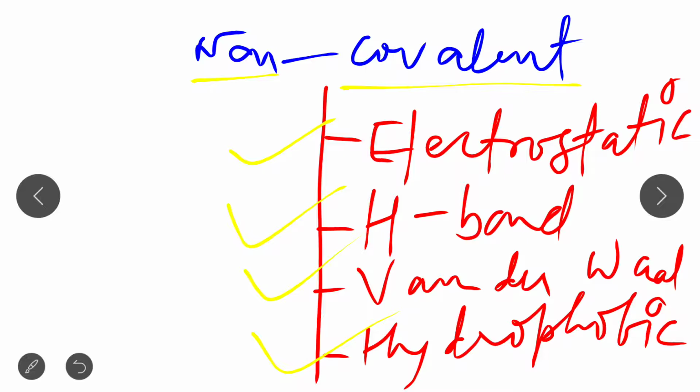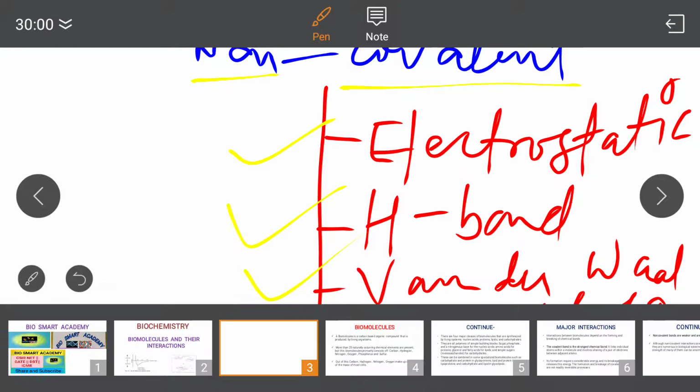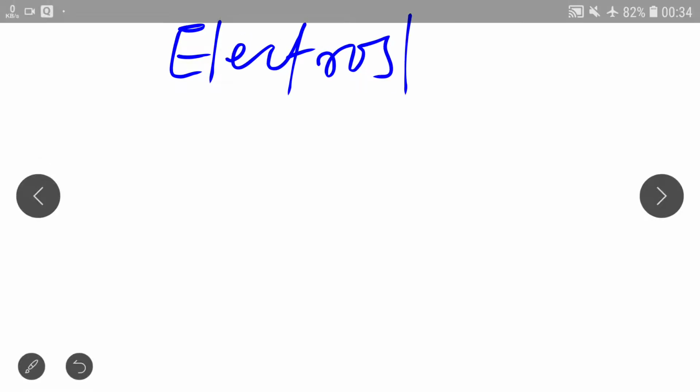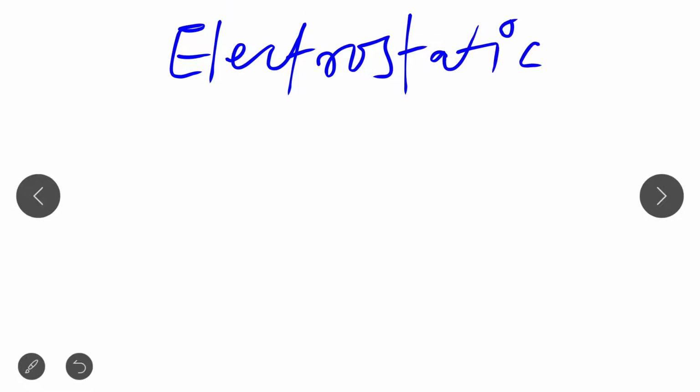First let's start with electrostatic interaction. First I will provide you the concept. So what is electrostatic interaction? Remember one point, this is also known as ionic interaction. In case of electrostatic or ionic interaction, the interaction will always occur between two oppositely charged molecules.